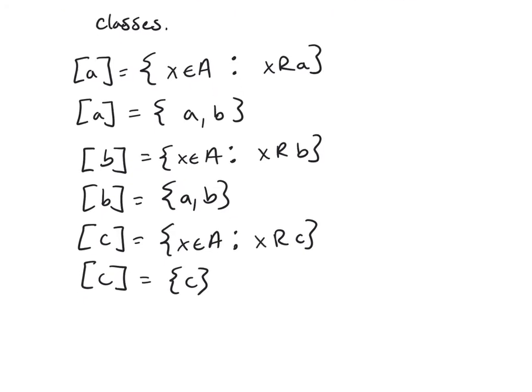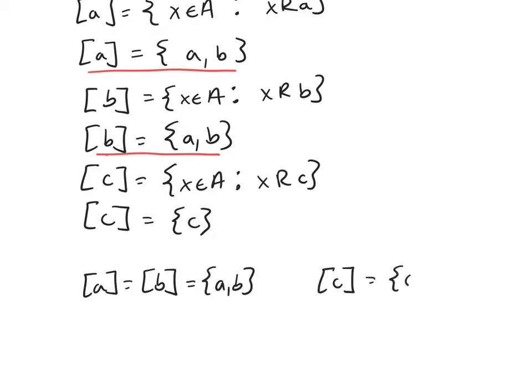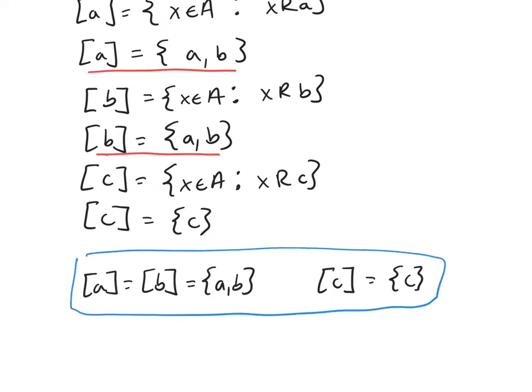So two of our equivalence classes turned out to be the same. If you look back here, the equivalence class of A and the equivalence class of B were identical. So there are only two distinct equivalence classes. The first one is the equivalence class of A and B, which are the same. It's the set AB. And then my second equivalence class is the set C. So here I have two distinct equivalence classes.